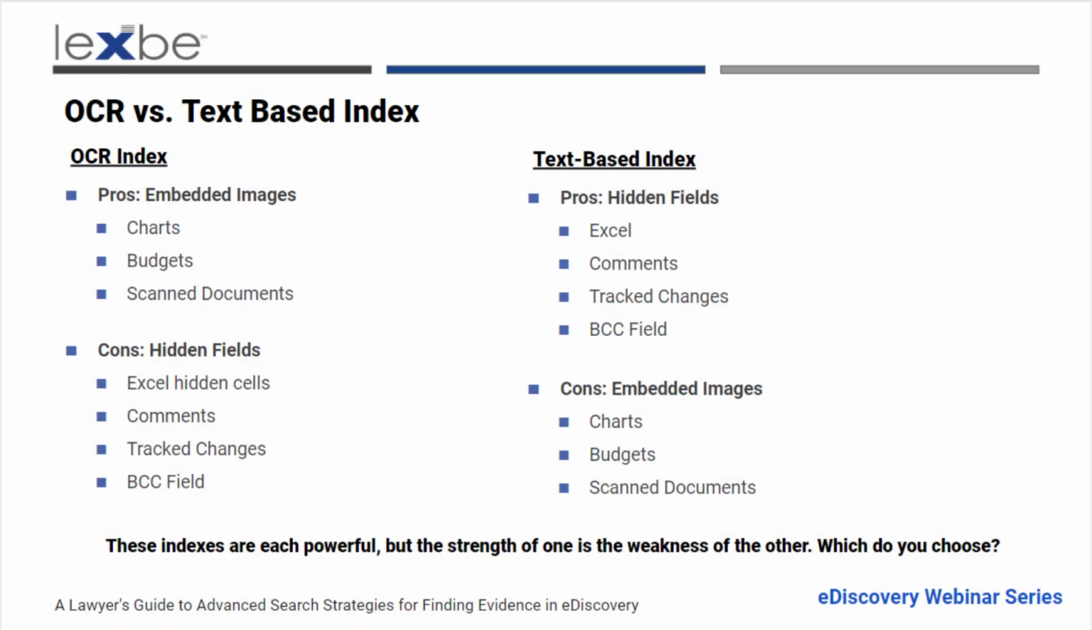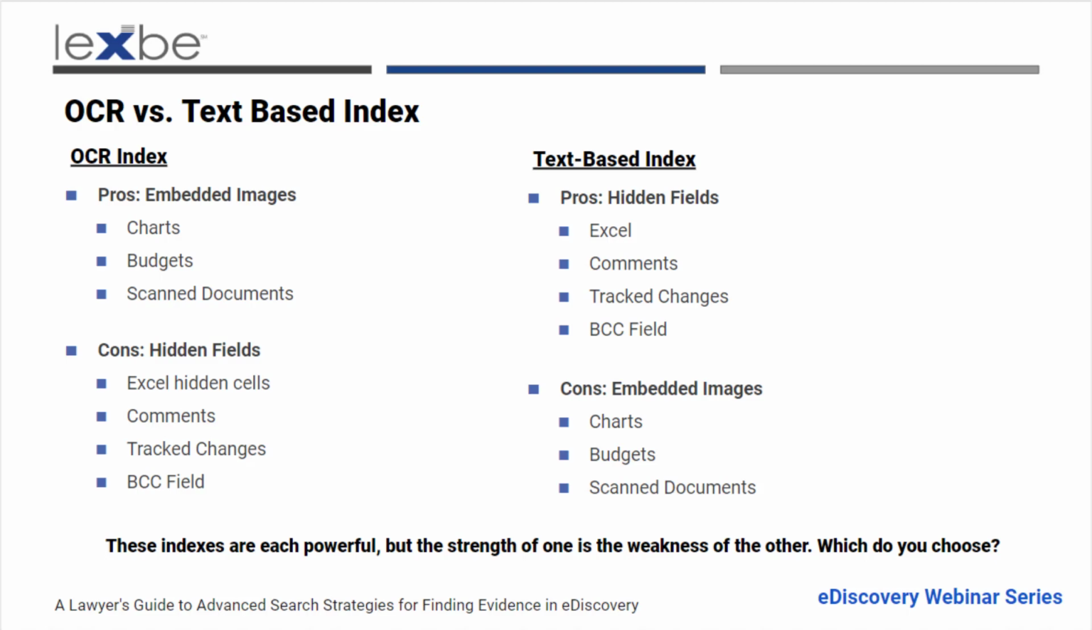So the OCR index can handle embedded images, charts, budgets, and scanned documents, and it cannot handle Excel hidden cells, comments, or track changes in the VCC field. And then, of course, you look at the text-based index, and the strength of one is the weakness of the other. So how do you know which one to choose for your case if you're evaluating eDiscovery providers or software providers in-house that you're going to use? How do you know which one is better?